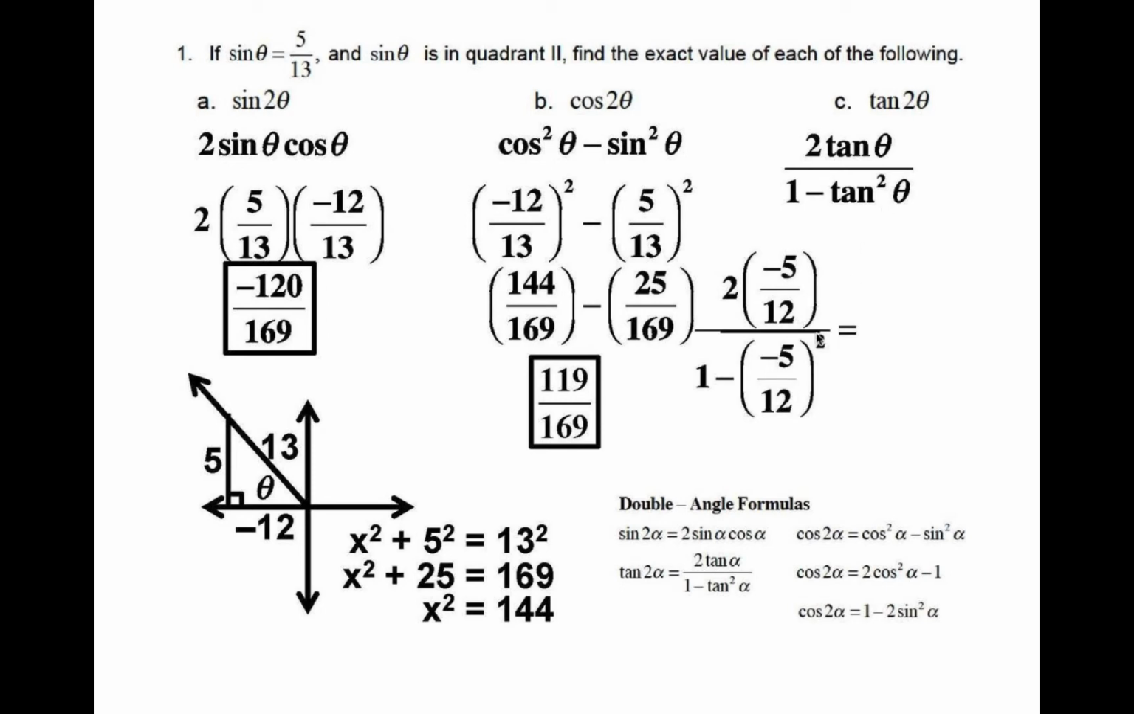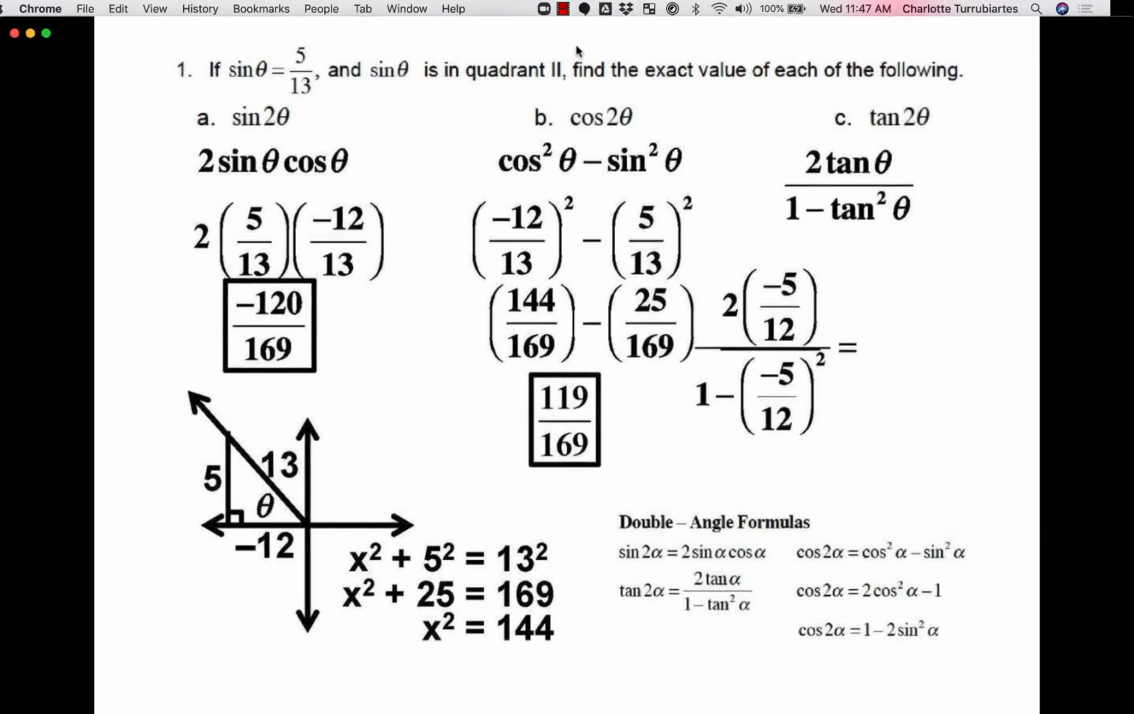So this is kind of scary looking. This would give you negative 10 over 12 divided by 1 minus 25 over 144. This is going to become a hot mess really, really quick. So this is when we would go to Desmos.